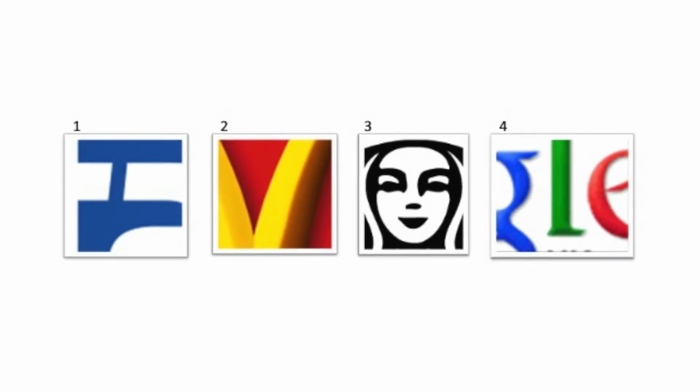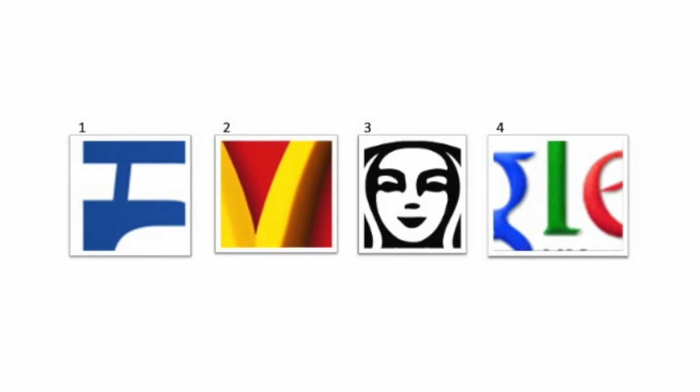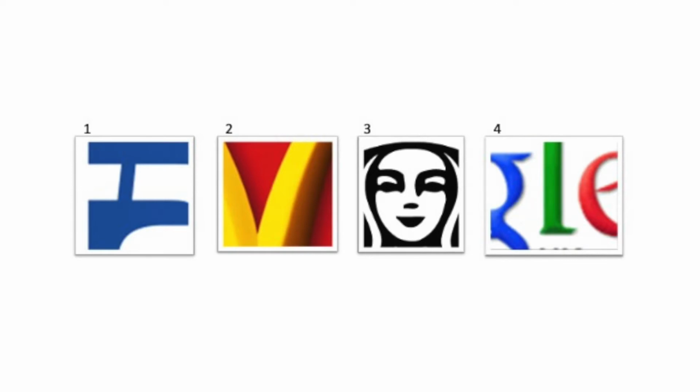Let's look at this second one. Maybe you know what it is already. Let's think about the colors of red and yellow. What do we think of when we think of red and yellow? Then look at the shape of the, it's almost like a V. It's curved. What could that be?